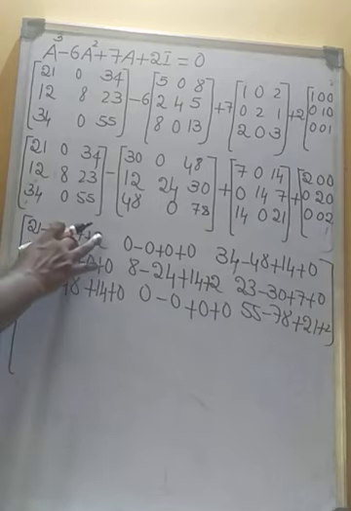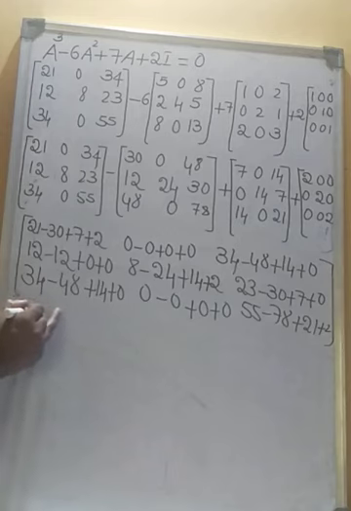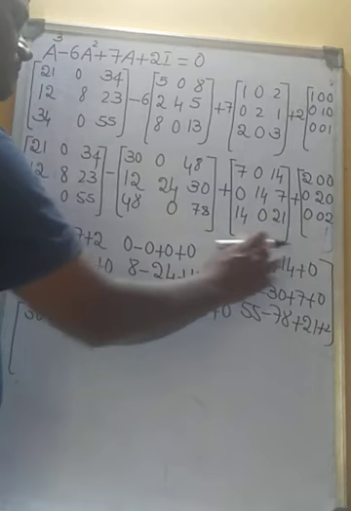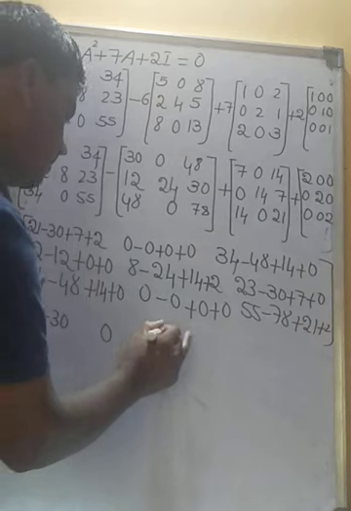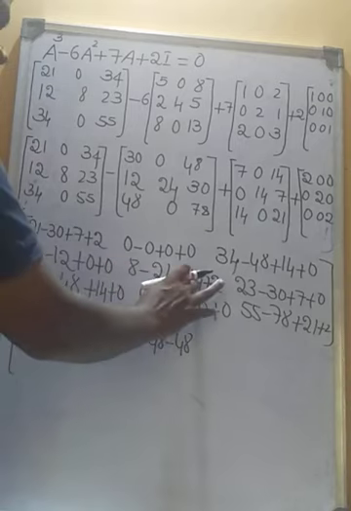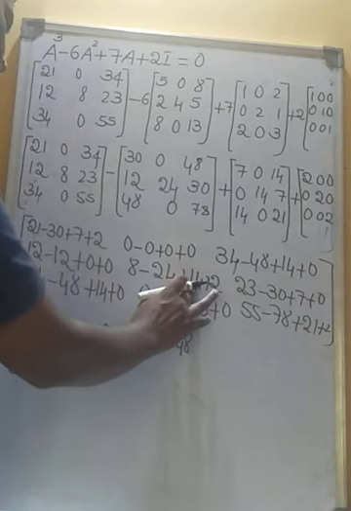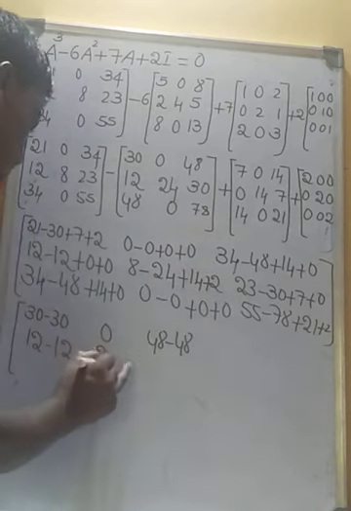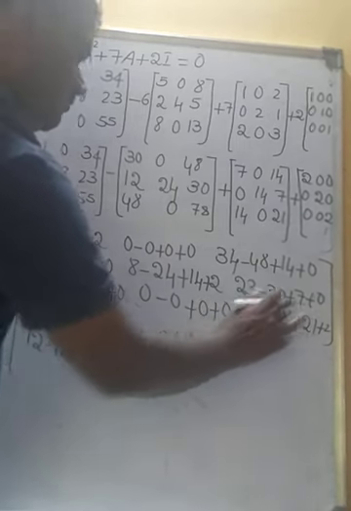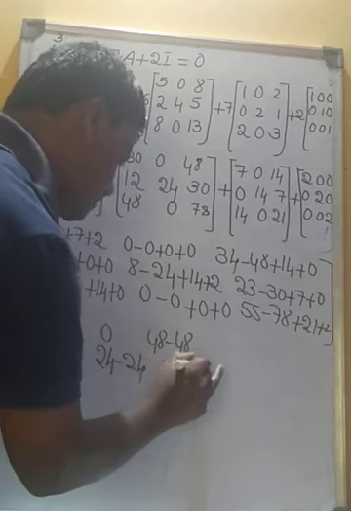21 plus 7 is 28, plus 2 is 30, minus 30 is 0. 34 plus 14 is 48, minus 48 is 0. 12 minus 12 is 0. 8 plus 14 is 22, plus 2 is 24, minus 24 is 0. 23 plus 7 is 30, minus 30 is 0.